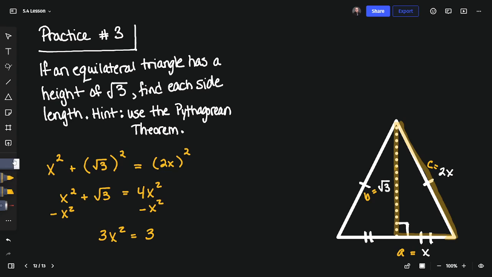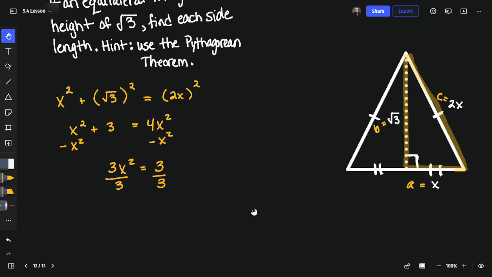3. And I realized I've made a mistake in our previous step here. The square root of 3 squared is just 3. 3x squared equals 3. If we divide both sides by 3, that gives us that x squared equals 1. And there are only two values that when you square them, you get 1. So that means x has to equal 1 or x has to equal negative 1.